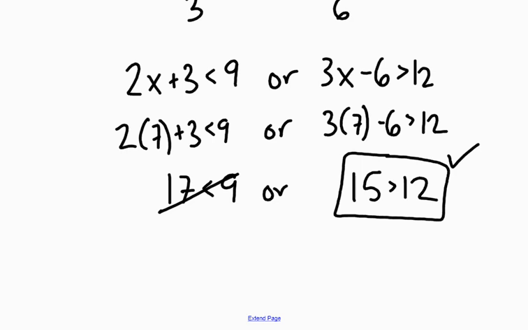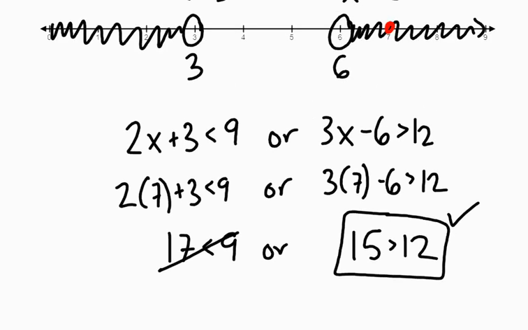In mathematics, an or statement is just one of them needs to be true. If it was an and statement, both of them would have to be true, because and means both. Or means one or the other. So if I pick a number bigger than 6, it will make the right one true. If I pick a number less than 3, it'll make the left one true. But I just need to make one or the other of them true.